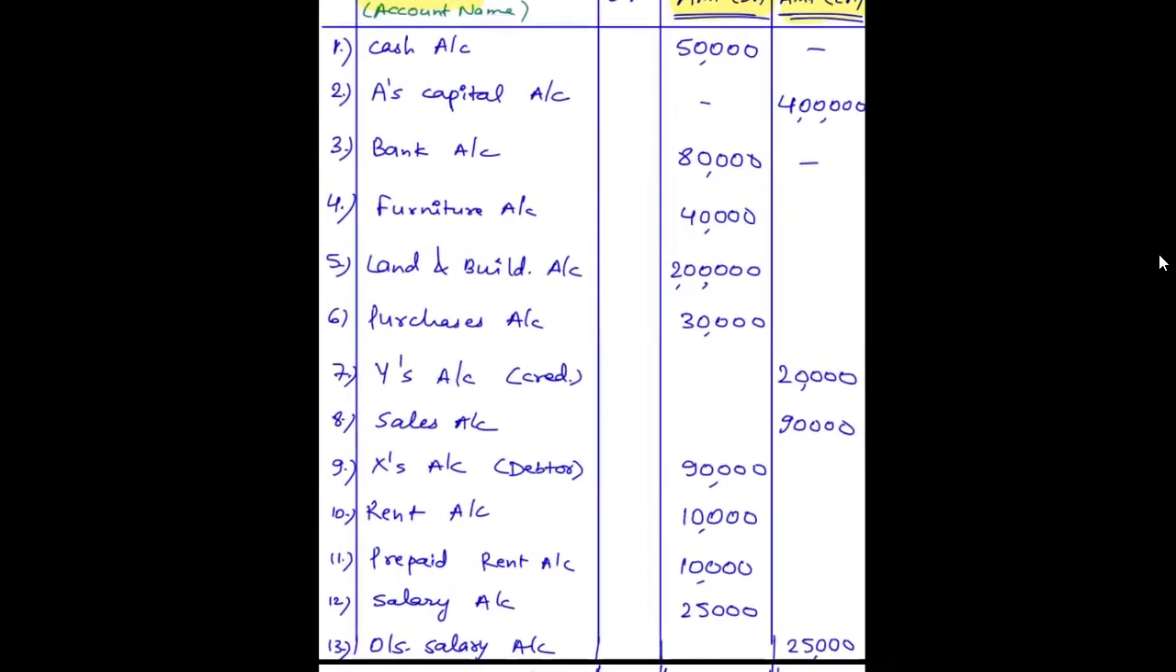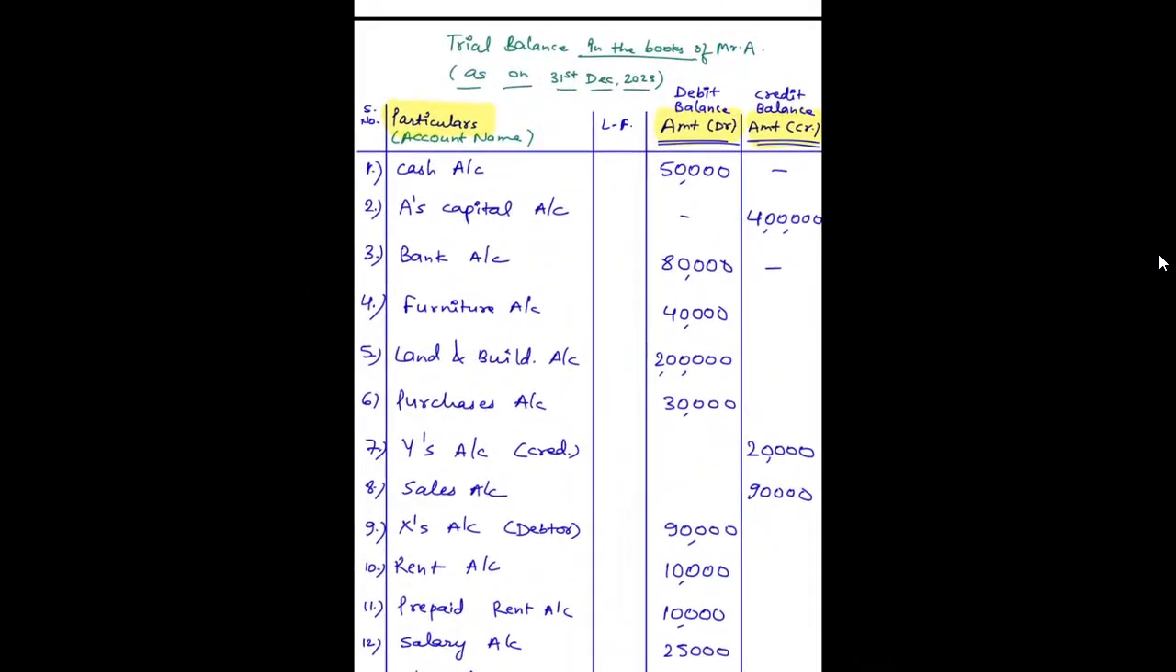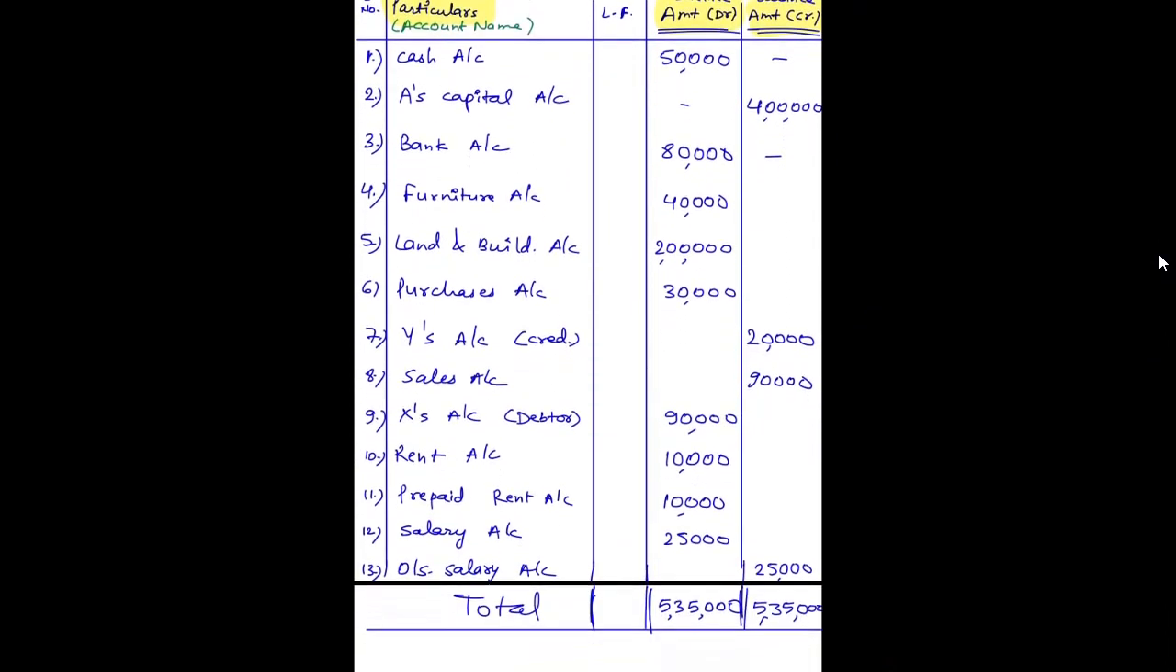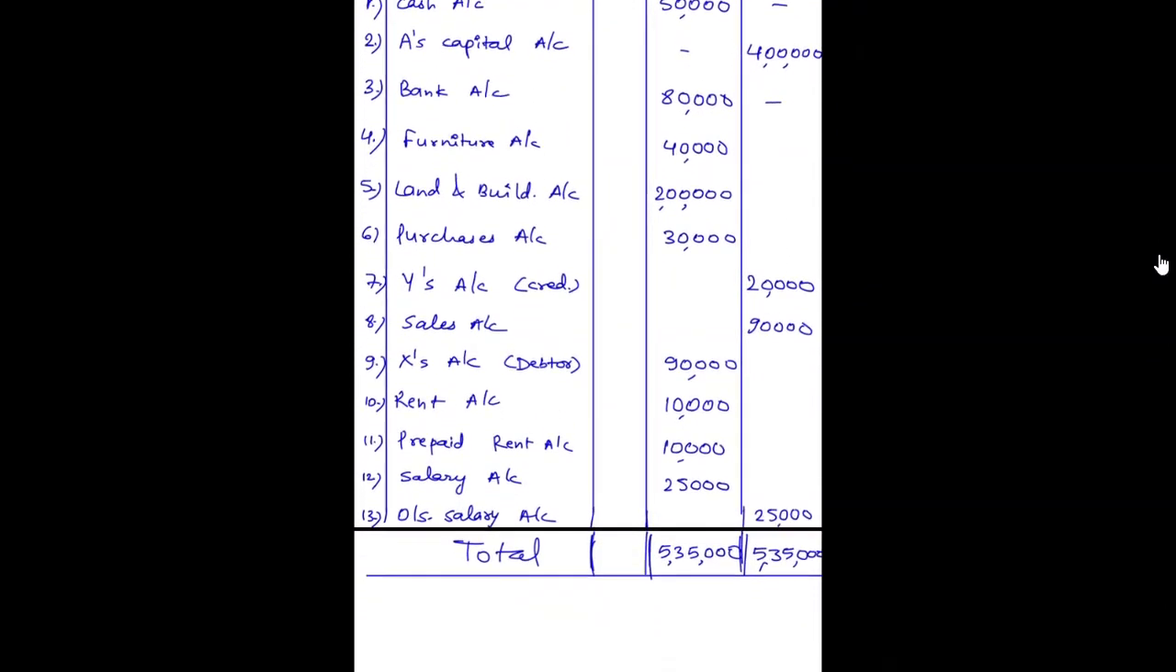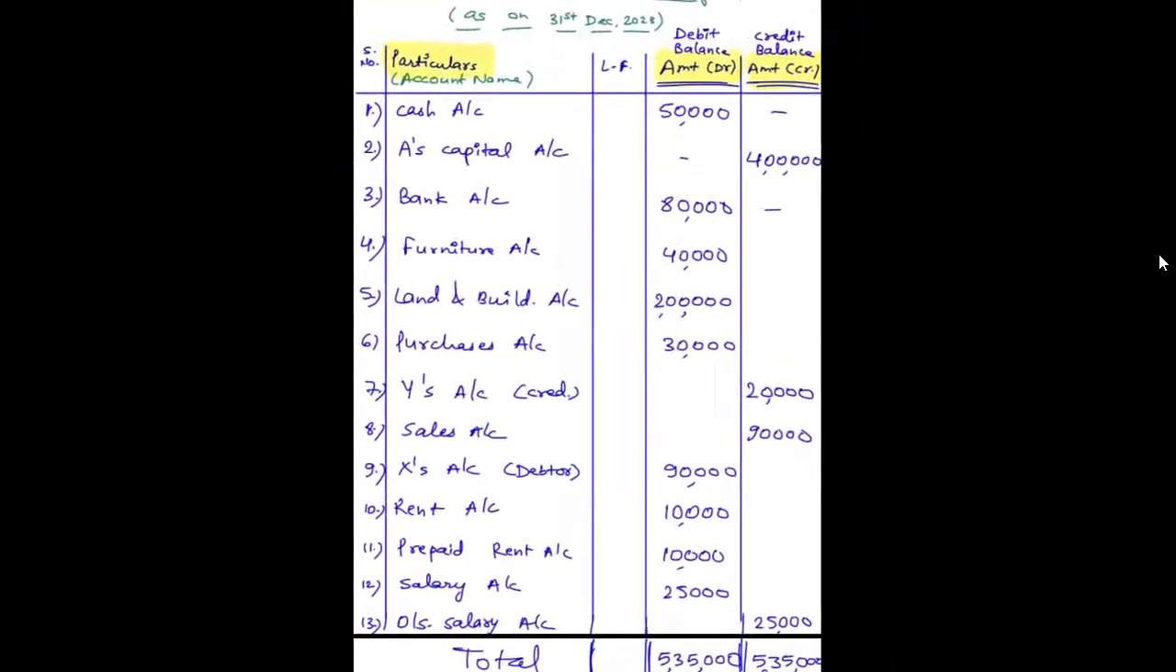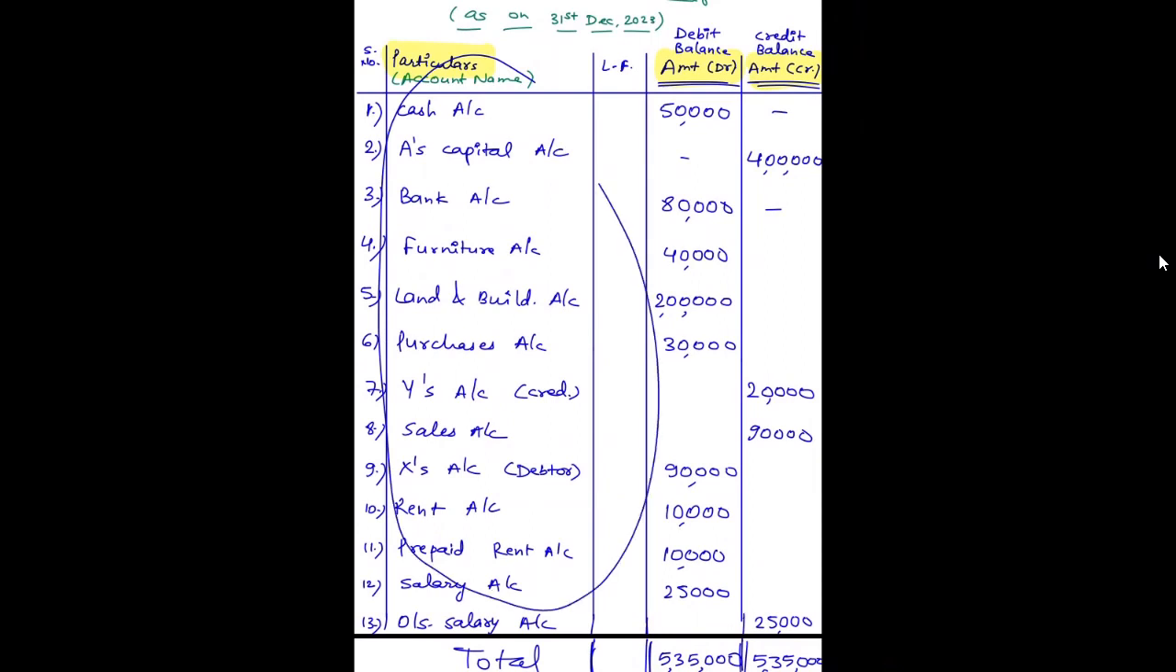Clear, sir. Matching. Perfect. So this is the trial balance which we have prepared from all our ledger accounts. This is how we prepare a trial balance. If many items are given, I need to identify the nature of these and I can post them in my trial balance.